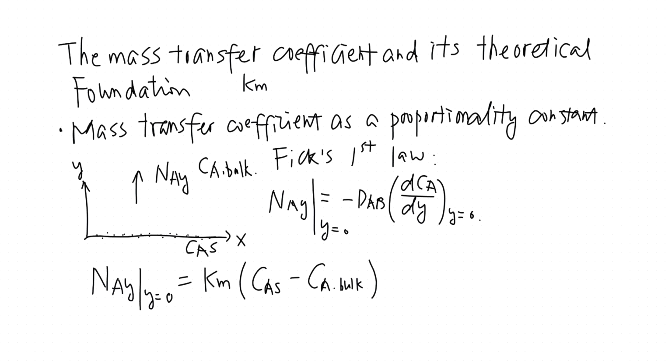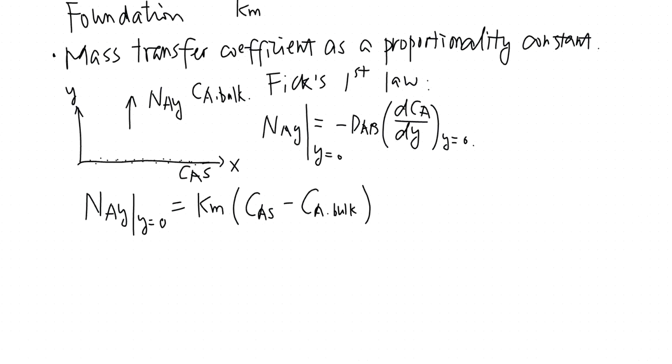So the mass transfer coefficient only tells you that the flux from the plate is proportional to the difference between the concentration on the plate and the concentration far away from the plate. That's why we call it a proportionality constant. Now, the concentration difference is the driving force.